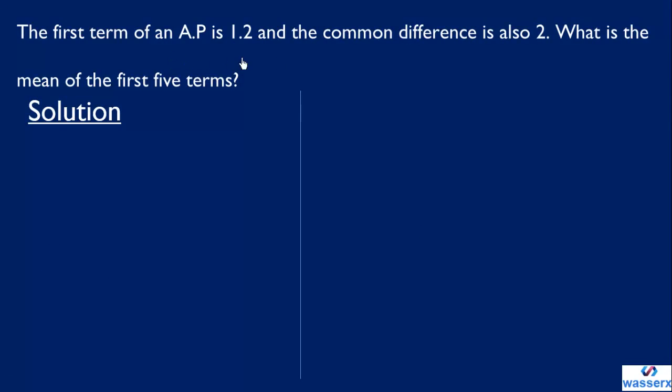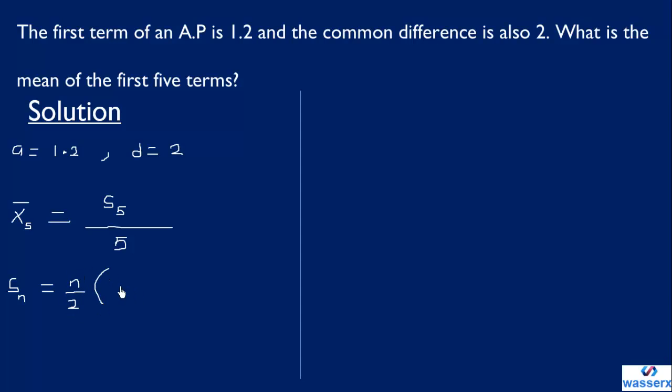So let's take our very first example. We have the first term of an AP is 1.2, so a is equal to 1.2. Then the common difference is 2, so d equal 2, and we are finding the mean of the first 5 terms, which is the sum of the first 5 terms over 5. So this means that we need to find the sum of the first 5 terms, so we use the formula s of n equal n over 2 into 2a plus n minus 1 d. So we sub in these values.